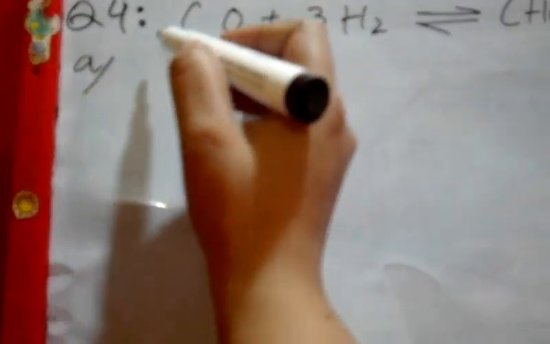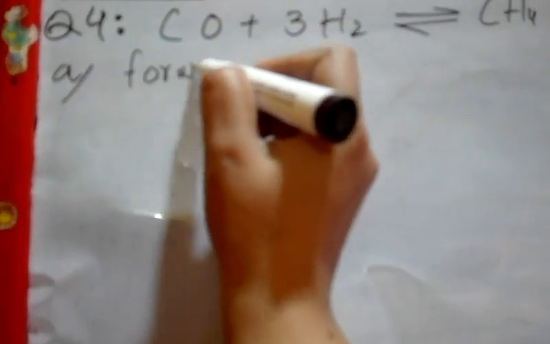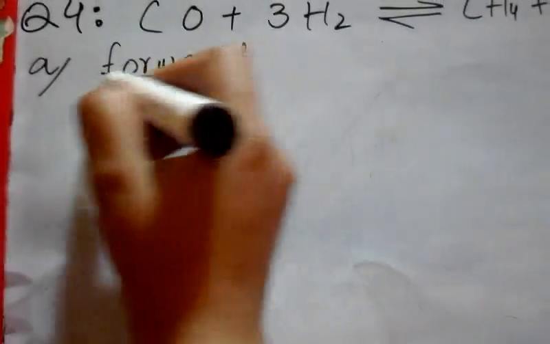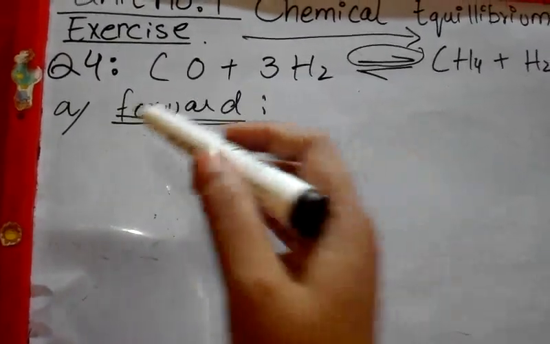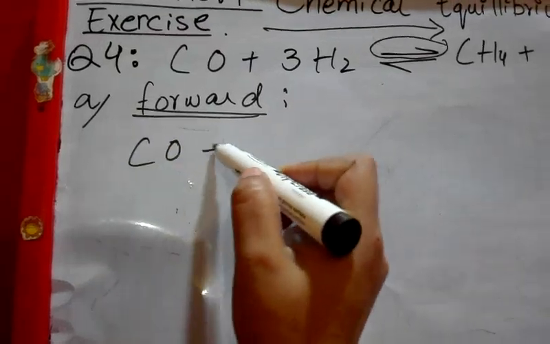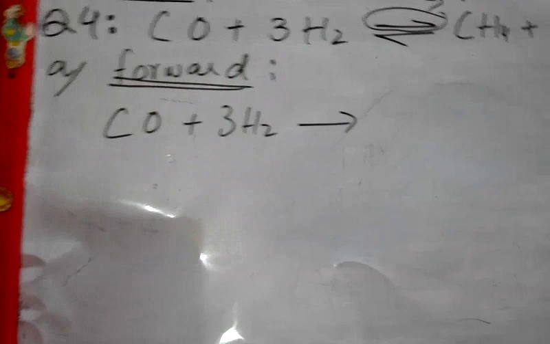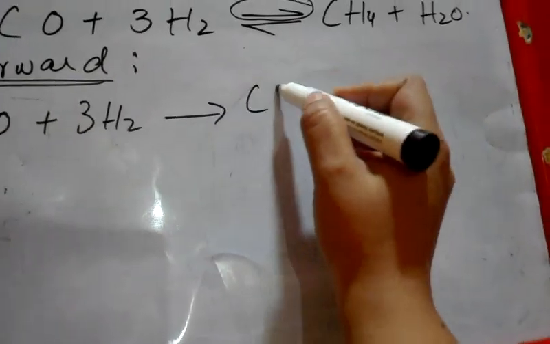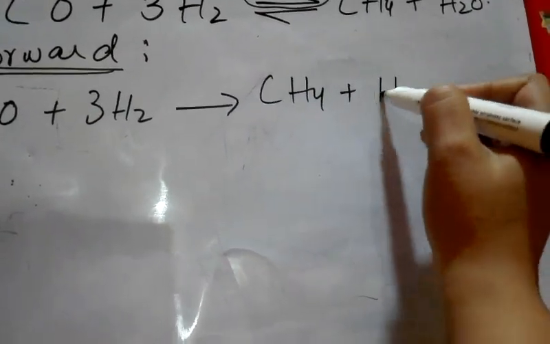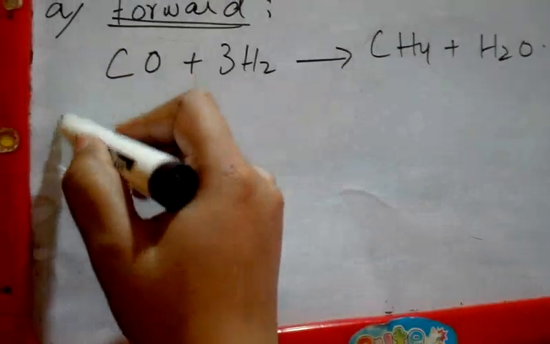What we have to do in the first part is to find the forward and reverse reaction. I am finding the forward one. How will you find the forward? The forward reaction is the first one, in this direction, which goes from left to right. How will I write this? CO plus 3 times hydrogen changes to CH4 plus water. This is the forward reaction.